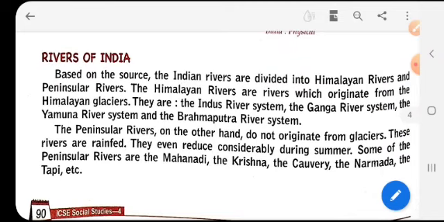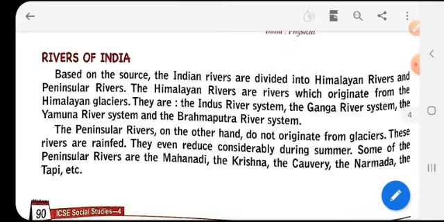Then we come to the rivers of India. Based on the source, the Indian rivers are divided into Himalayan rivers and peninsular rivers. Himalayan rivers, that is in the north, are those rivers that originate from the Himalayan glaciers. That is the Indus river system, the Ganga river system, the Yamuna river system, and the Brahmaputra river system. You can very well see in the physical map of India that these rivers come out from the mountains.